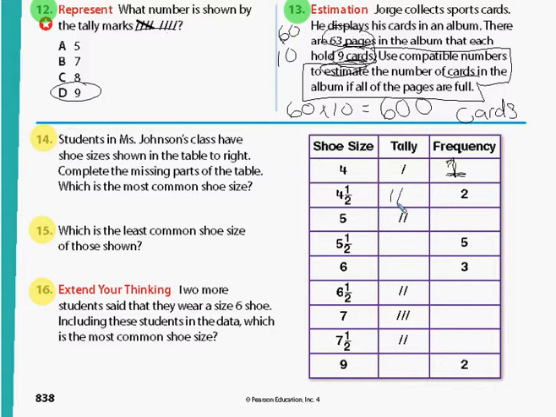I'll go and read question 15 for you. Okay, which is the least common shoe size of those shown? So least common, that's going to be the one that appears with the least frequency. Okay, and question number 16. 2 more students said that they wear a size 6 shoe, including the students in the data. Which is the most common shoe size? So basically we need to add maybe 2 students who were absent the day that they were collecting data, and they came in the next day and they said, okay, well 2 more of them were size 6. So 2 more right here. And then you need to go and answer the question.